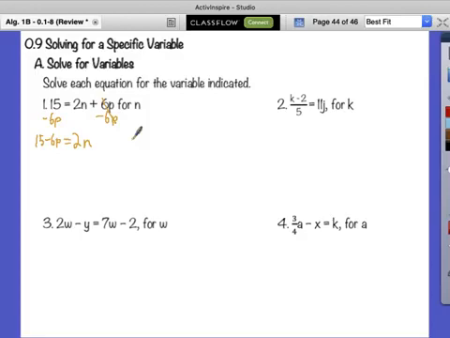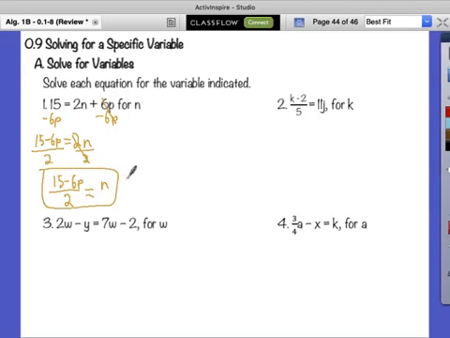So now, is n by itself yet? No, what do we have to do? Divide by 2. So we divide the entire side by 2. Can we just straight up divide 15 minus 6p by 2? No, but we can write that. 15 minus 6p, divided by 2, equals, what's 2n divided by 2? Just n, because the 2's cancel. And this is our answer.